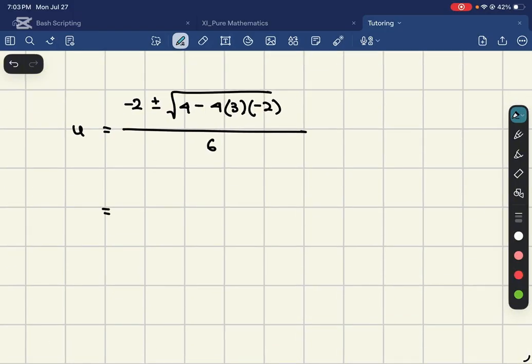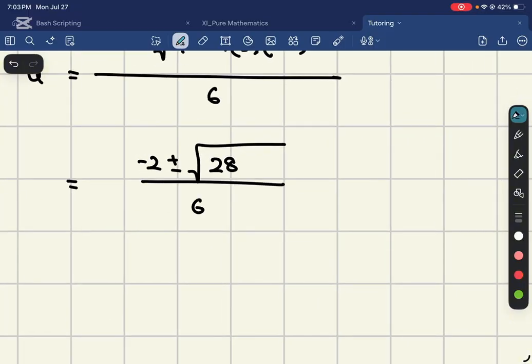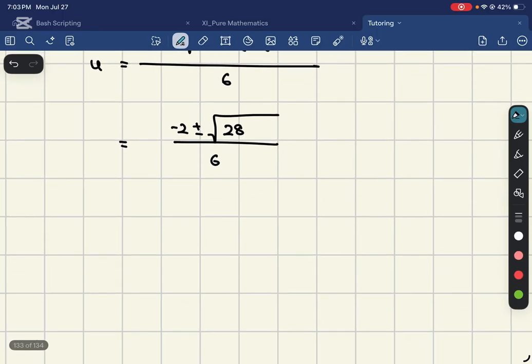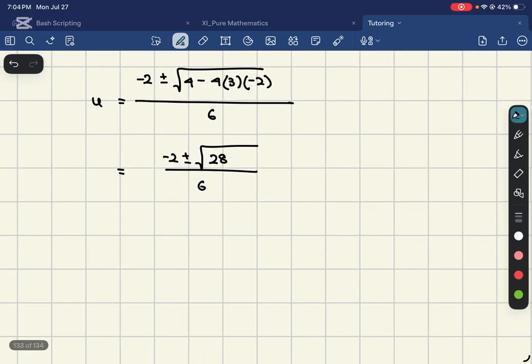All right, so minus 2 plus or minus. If you simplify, and I'm going to do it very quickly, 4 minus 4 times 3 times negative 2 is negative 24, and 4 plus 24 is actually 28, I think. So if you simplify the term inside the square root, you get minus 2 plus or minus the square root of 28, divided by 6. And you can simplify it further, but let's think about it.